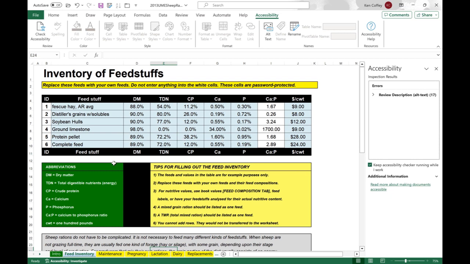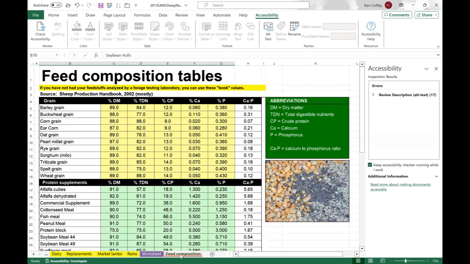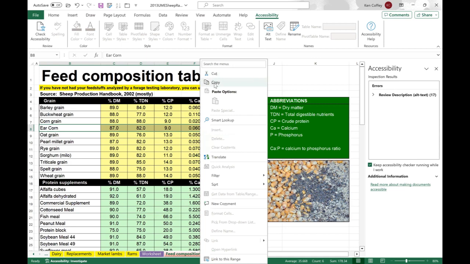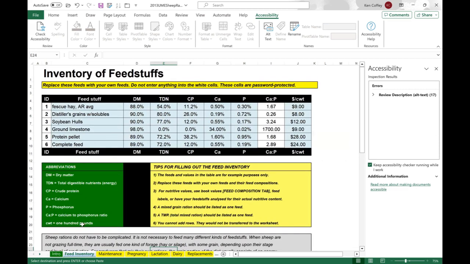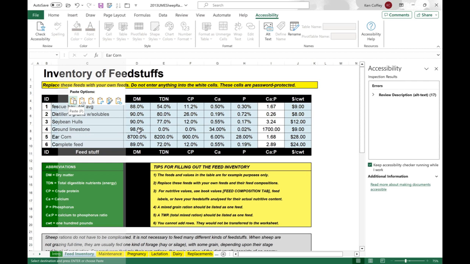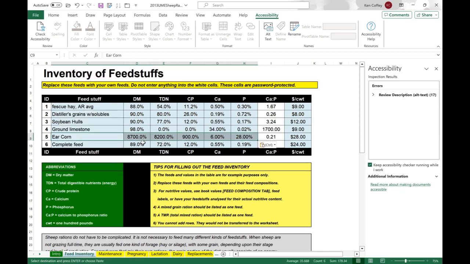And now I want to show you what happens when you do this, though. The way I'm going to do this is I'm going to go over, if you scroll all the way to the right, there's their own feed composition table. And so I'm just going to pick one and copy and paste it in. Let's say ear corn, since it just kind of caught my eye there. So let's copy these numbers. And let's go back to the feed inventory. And the reason you work off that feed inventory is because that's where everything feeds off of, everything works off of that one feed inventory sheet. Okay, I'm going to paste this over top of the protein pellet. Now, here's the weird thing about this spreadsheet and something you just have to watch out for.